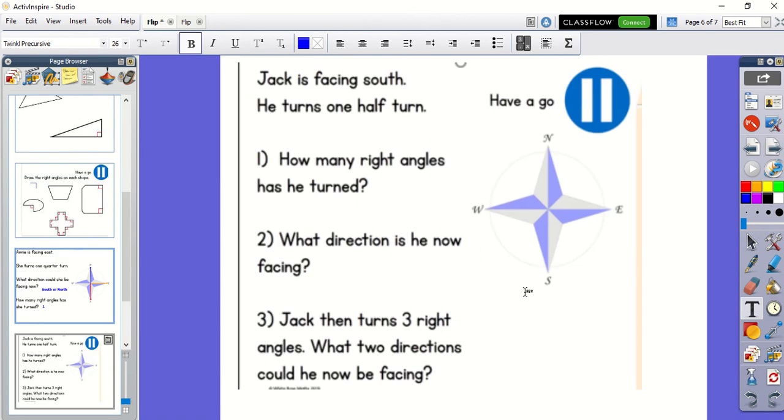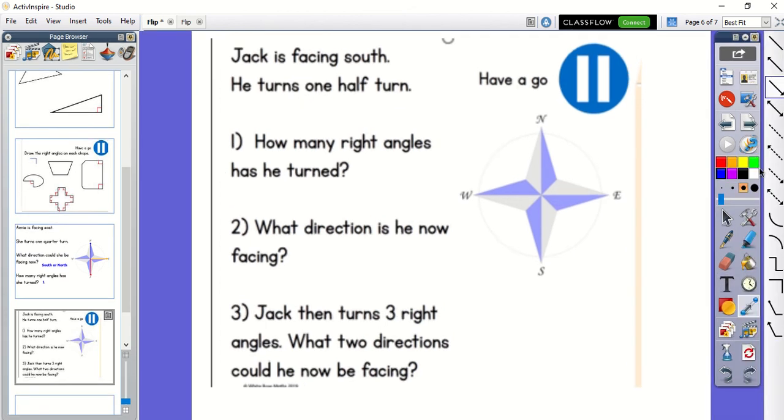Let's see if you can answer this question. Have a go. And welcome back if you paused. So, first things first, Jack is facing south. So I'm going to draw my arrow of Jack facing south, starting from the centre, because that's where the lines meet. And there we go, south. He turns 1/2 turn. How many right angles has he turned?